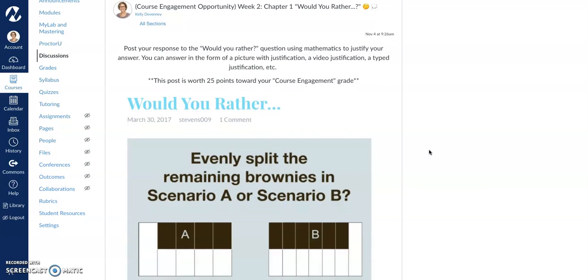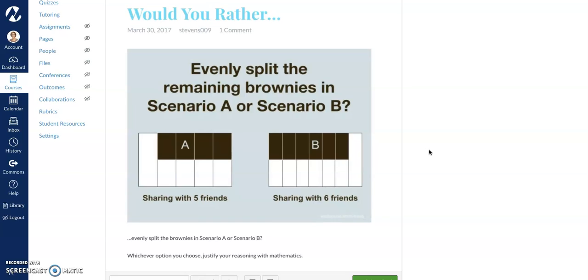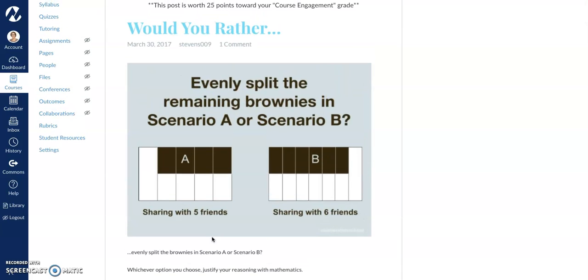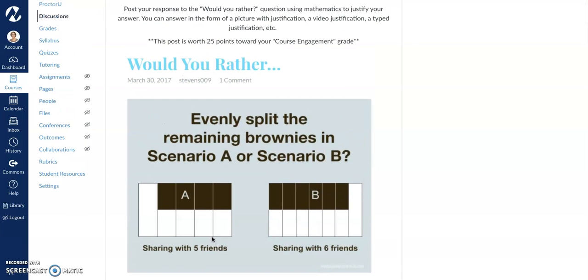And so in this particular chapter, we start talking about fractions. And so I found a cute would you rather scenario about sharing your brownies with your friends. And would you rather share scenario A or scenario B? And they have to justify it with mathematics using their knowledge of fractions from that chapter. So they'll use the discussion board to post their response with their mathematical justification.